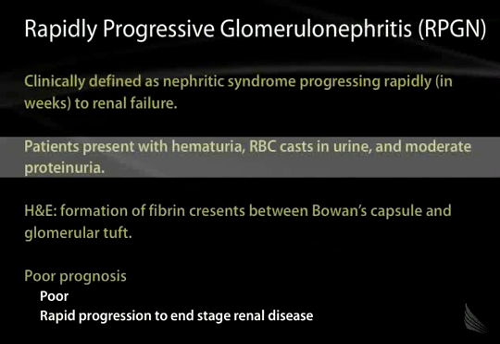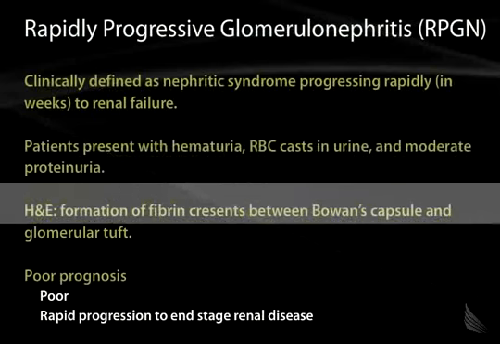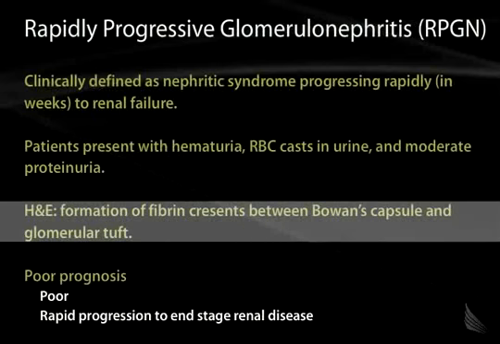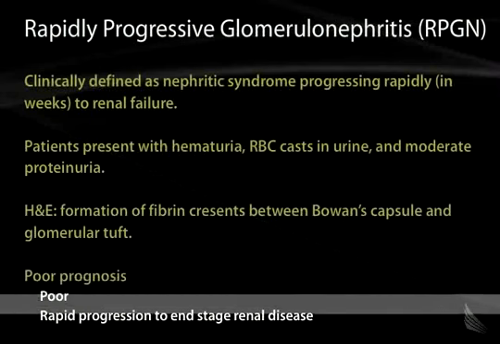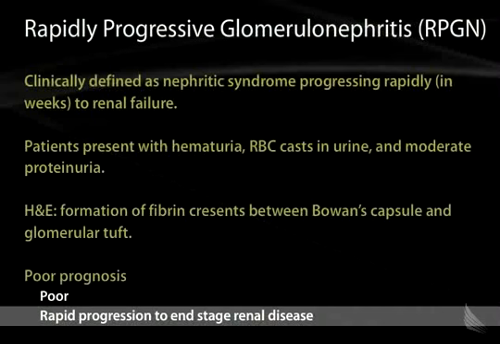Now, there's a typical feature that you see on light microscopy that you only see in RPGN, and that is the formation of fibrin crescents developing between Bowman's capsule and the glomerular tuft. And sometimes this disease is called crescentic glomerulonephritis because of the characteristic crescents that form. And a picture of that is shown in a later slide. This has a particularly poor prognosis. It rapidly progresses to end-stage renal disease requiring dialysis or transplant, or else leads to death.